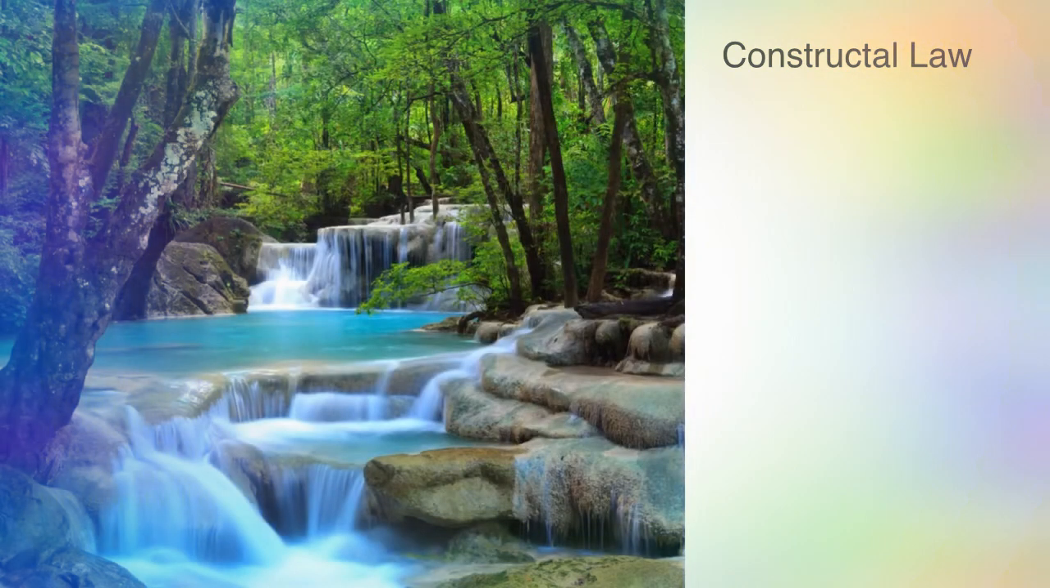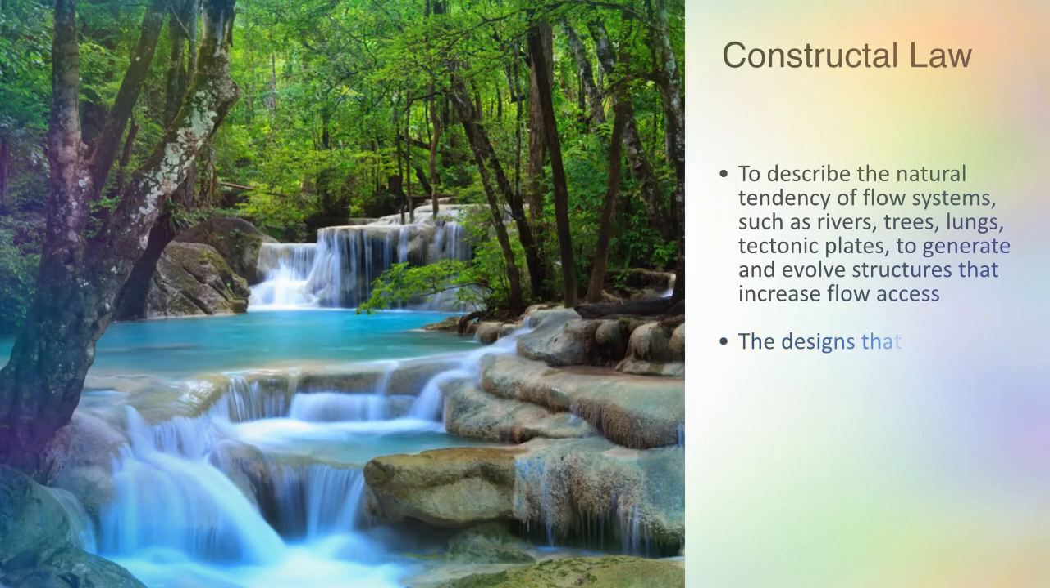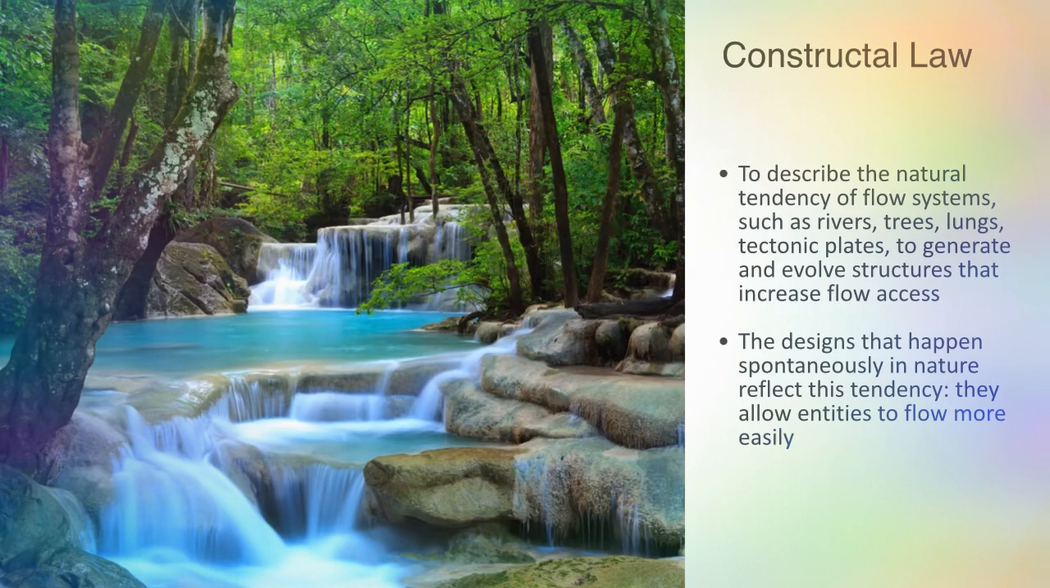Another way of understanding this is through the more general theory of what is called the constructal law. Constructal law is a term recently coined by Adrian Bejan to describe the natural tendency of flow systems such as rivers, trees, lungs, and tectonic plates to generate and evolve structures that increase flow access. It holds that shape and structure arise to facilitate flow. The designs that happen spontaneously in nature reflect this tendency. They allow entities to flow more easily, to measurably move more resources further and faster per unit of useful energy.